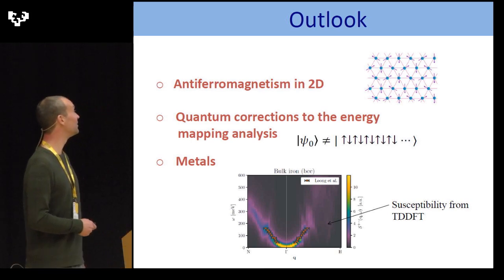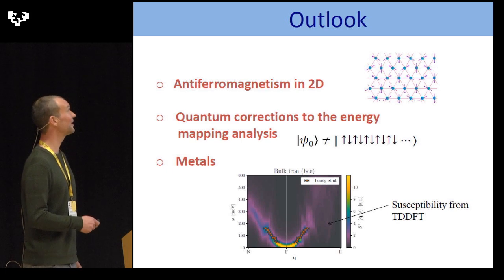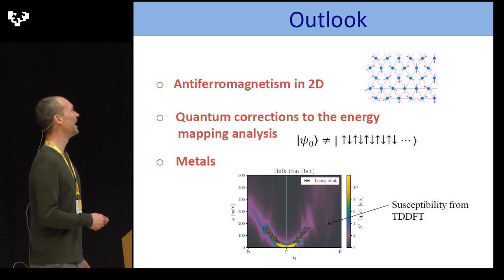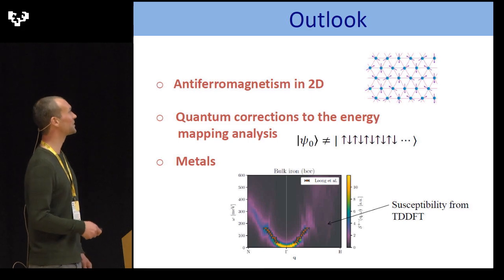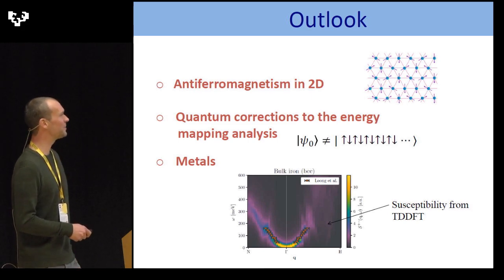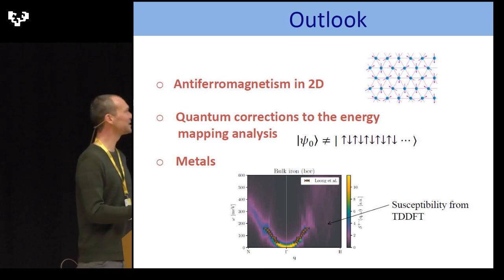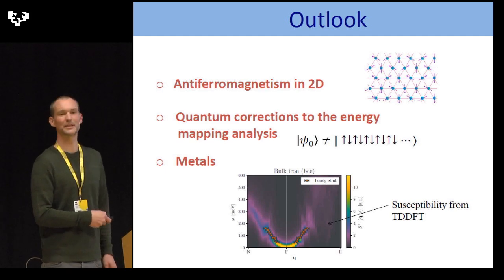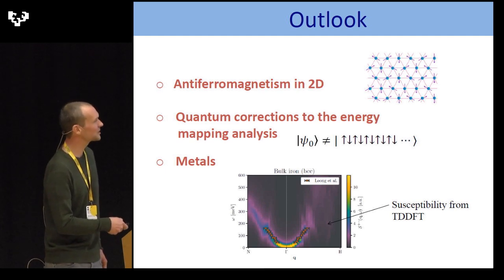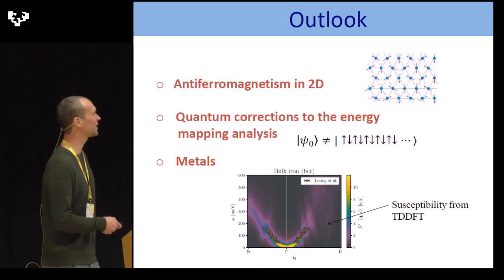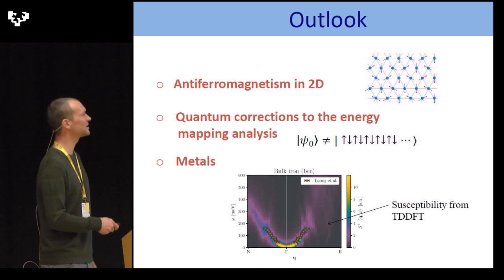And finally, there's a lot to do in this field, I think. Antiferromagnetism in 2D is not that well studied. There's a few experimental and theoretical reports, but again, one needs to figure out how to calculate critical temperatures. Then there's quantum corrections to the energy map analysis. We assume when we do this that an antiferromagnetic state can be mapped directly to a DFT calculation, but it turns out this state is not even an eigenstate of the Heisenberg model. So it's not expected to work that well. But one can include these corrections and find the proper ground state for antiferromagnetic configurations.